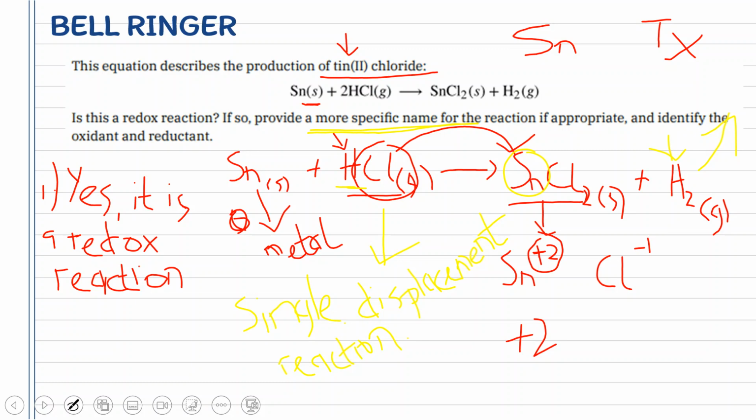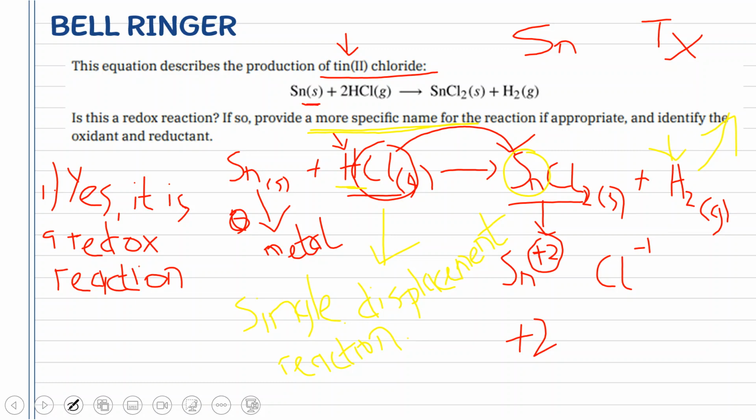Specific name. Now the last thing, we need to know which one is the oxidant and which one is the reductant. To help us know, this is simple. Think about it this way. We need to know which one is the oxidizing agent, which is the same as the oxidant. We need to know which one is the reducing agent, which is the reductant. To know that, we need to know which one is undergoing oxidation and which one is undergoing reduction. So let's look at it carefully.